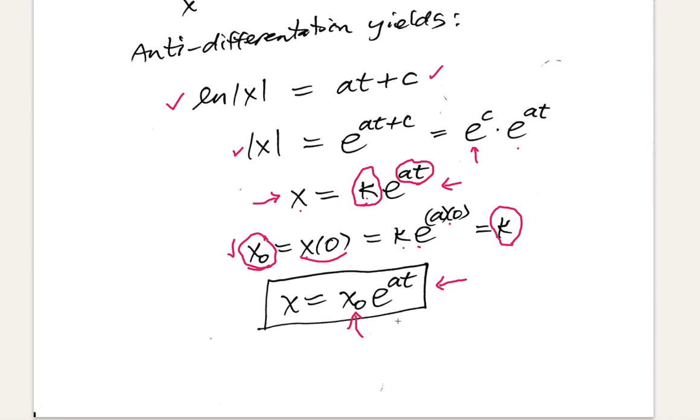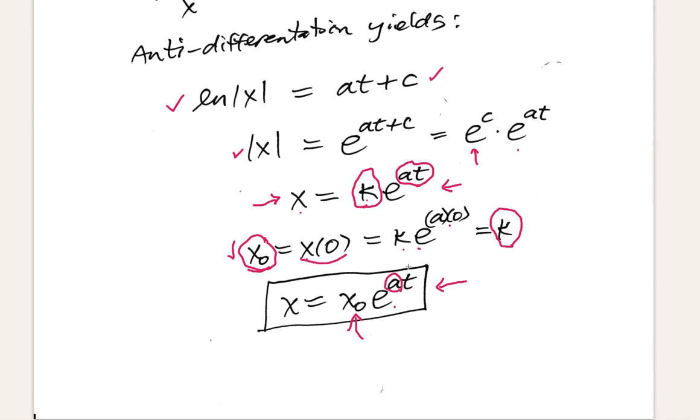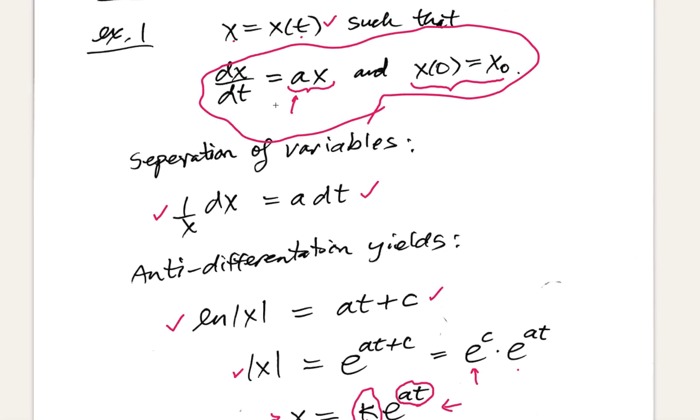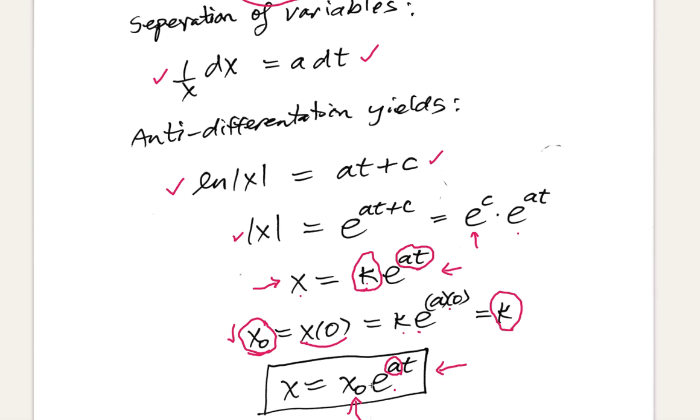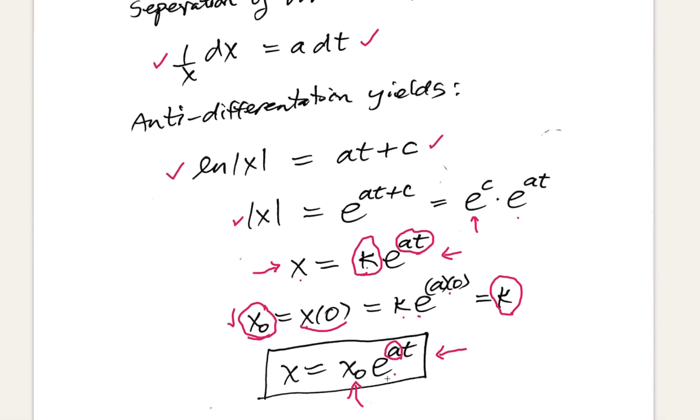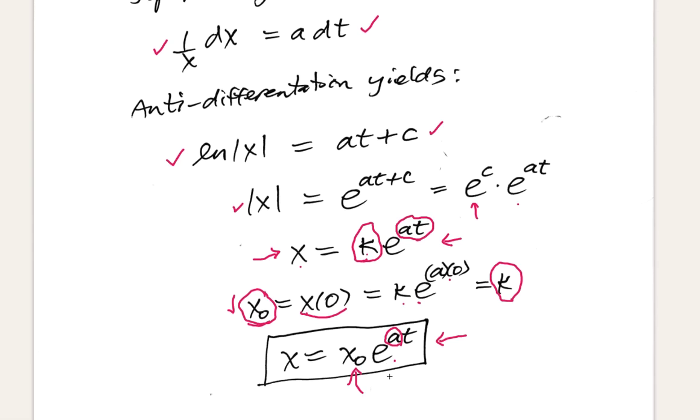And you can always double check, right? You could always double check. Differentiate this with respect to t, and all you'll end up doing is multiplying the original function by a. So that's what you would get. It would satisfy this part right there, the derivative part, and indeed this thing at 0 is equal to x naught. Okay, so this is the solution. In fact, we can show that's the unique solution.